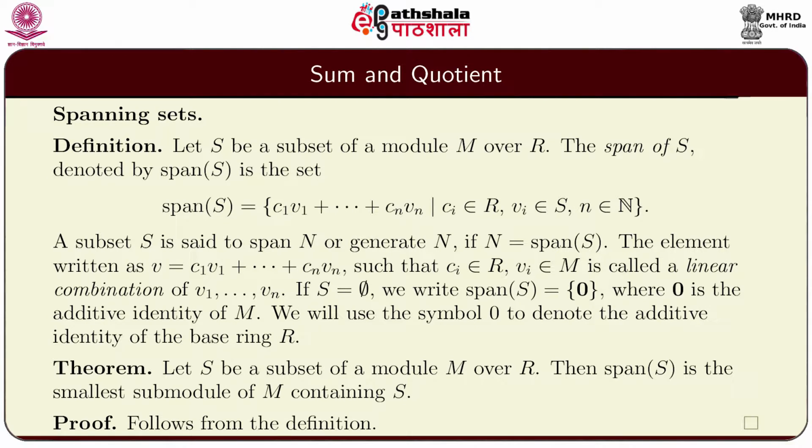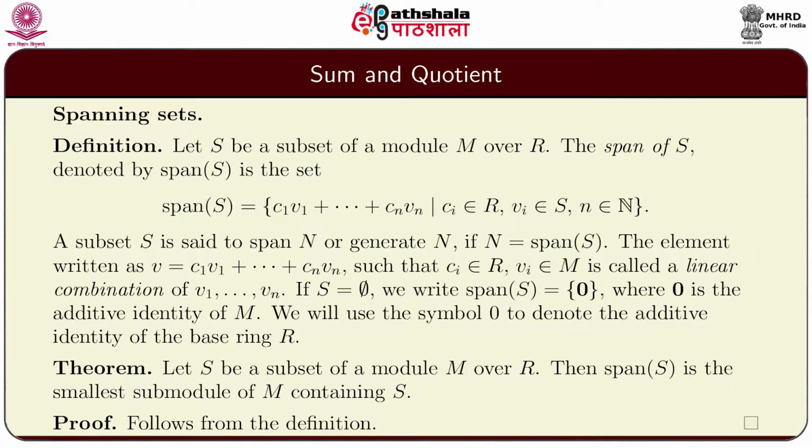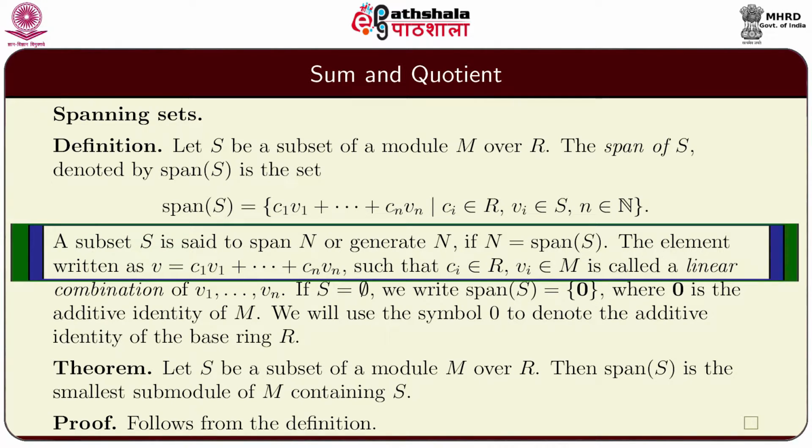Now first we introduce the notion of spanning sets. This will also be similar to that in vector spaces, and then gradually proceed towards the notion of linear independence, free modules, etc. Let us see. Definition. Let S be a subset of a module M over R. The span of the set S, denoted by span S, is the set of all these linear combinations c1 v1 plus and so on plus cn vn, where ci's are coming from the base ring and vi's are in the set S and n is running through the set of natural numbers. A subset S is said to span M or generate M if M is equal to span of S.